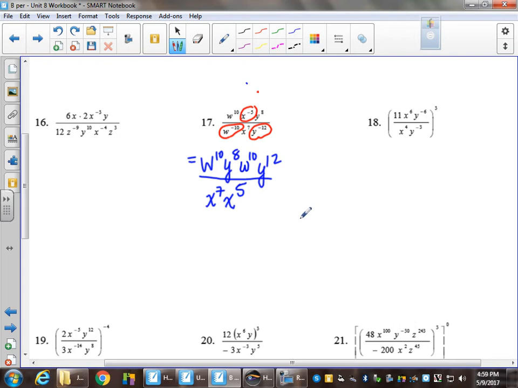I have no more negative exponents to worry about, so let's see what we can do. When I look across, w to the 10th and w to the 10th catches my attention. Product of powers, we add the exponents, that becomes w to the 20th. Y to the 8th times y to the 12th, add 12 and 8, we get y to the 20th. All divided by x to the 7th times x to the 5th, same base, add the powers. 7 plus 5 is x to the 12th.